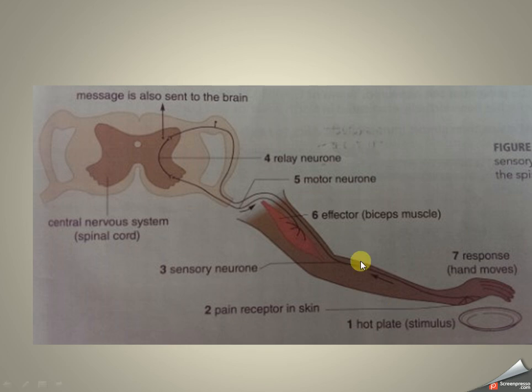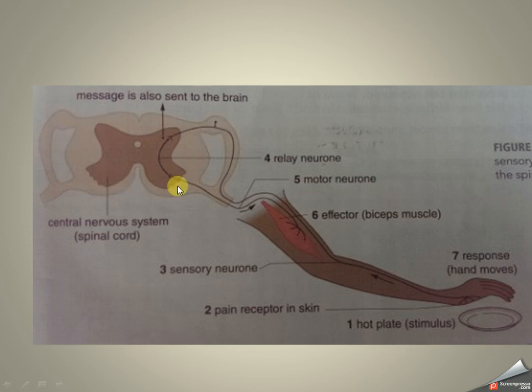Now, let's look at this in order. I thought the diagram from the book was a pretty good one, so let's use this. The hot plate is a stimulus. That's what's stimulating the skin, which has the pain receptor that detects it. That sends a message down number 3, which is a sensory neuron. Remember, the sensory neuron senses things and sends a message up. Then that message goes along into the spinal cord.